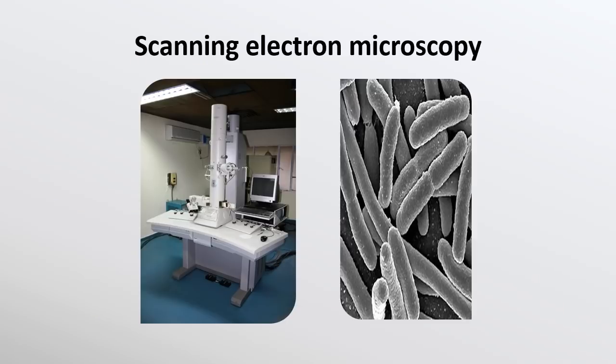So this is how a scanning electron microscope looks. Usually it is large and takes a lot of space, and the room is usually fully equipped with air conditioning, because working with electrons produces a lot of heat. And this is what the image looks like. Usually it comes in black and white because it is working with electrons, and electrons do not produce any color.